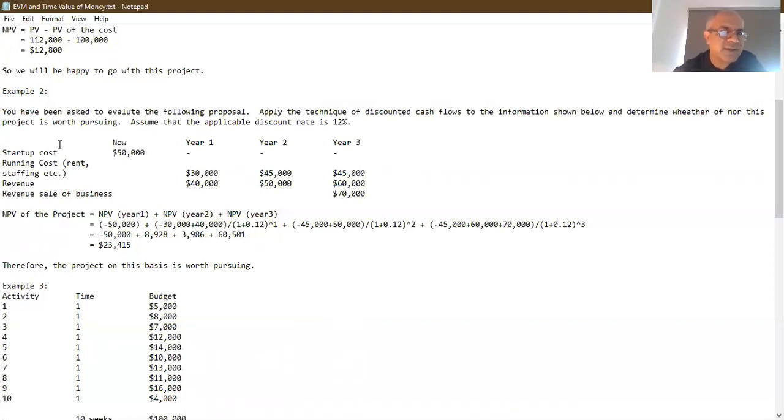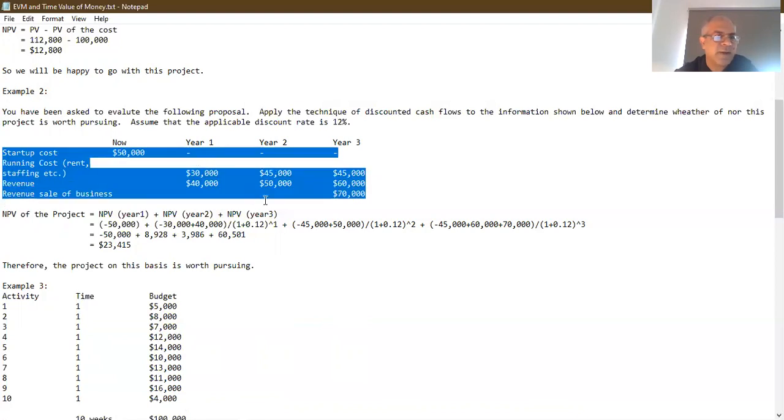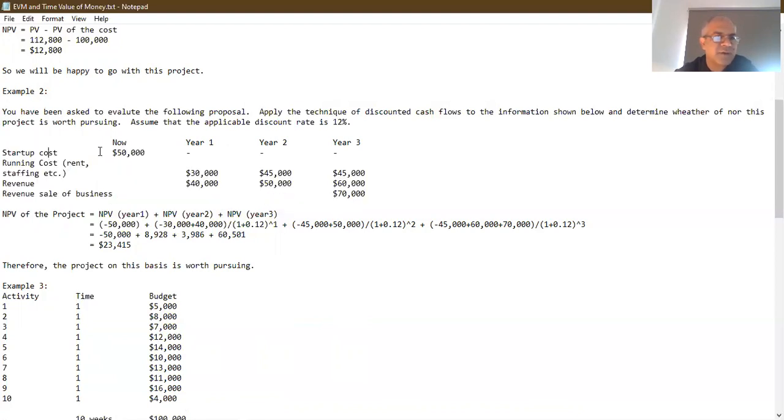So let's first understand the information that's given to us, provided here, right? So we've got a startup cost of $50,000 right now. So $50,000 is going out of our pocket. Then in year one, year two, and year three, we've got no further cost of the startup, because it's the cost that will be incurred at the beginning of the project. So $50,000 is going out.